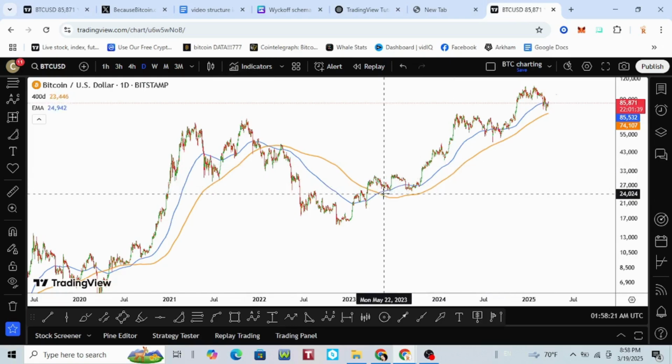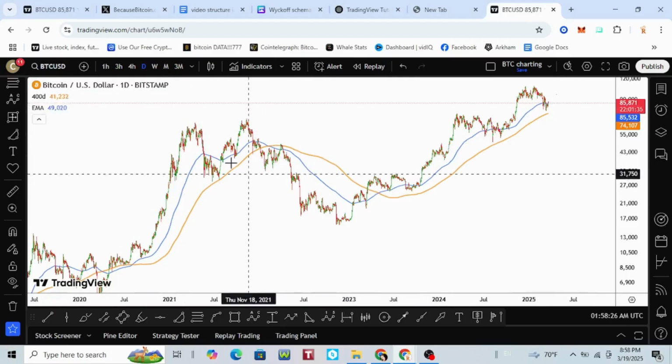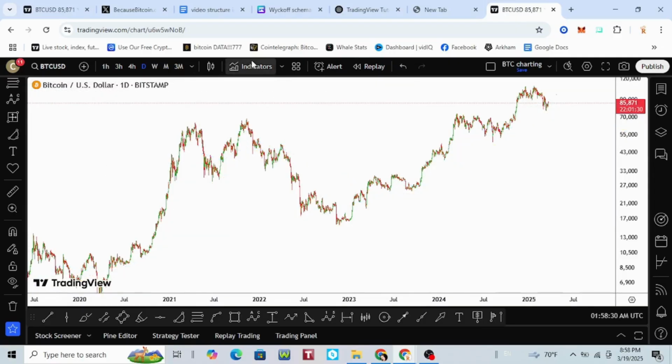And so far since then, they have not crossed. So I like to use those two together because they have a lot of confluence with each other. So let's go ahead and get rid of them now. Let's move to the next.